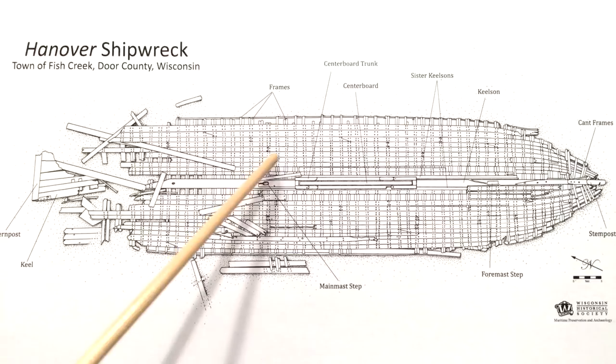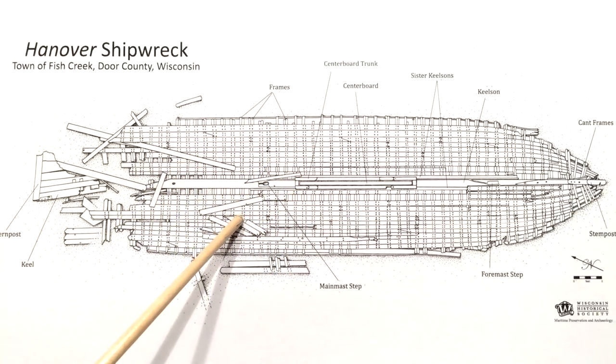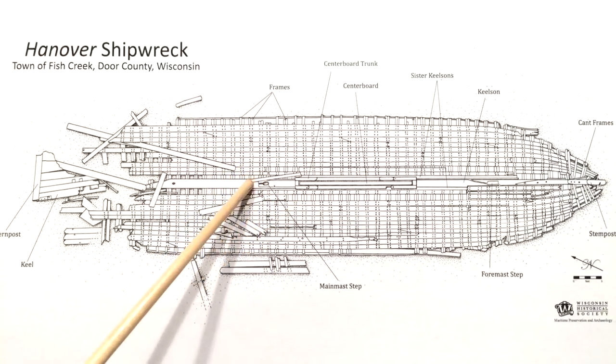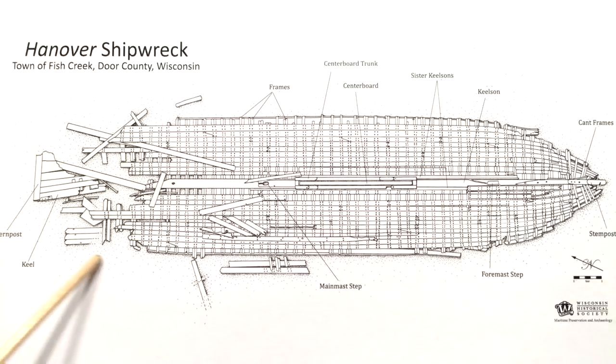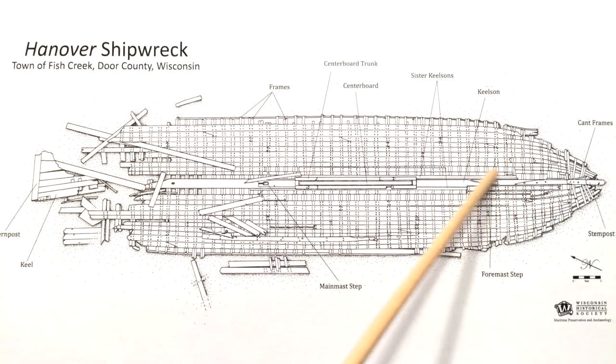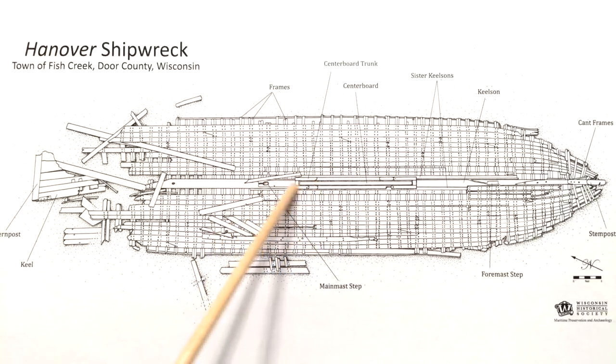This is a wreck site map of the schooner Hanover, in the waters west of Peninsula State Park near the town of Fish Creek in Door County, Wisconsin. And this will be the last map we look at in our video today.